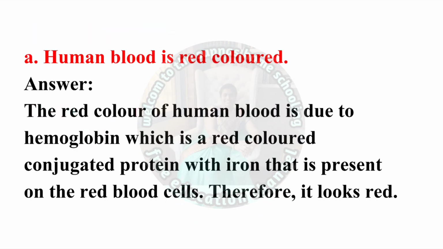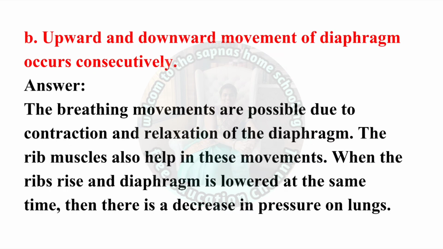Explain with reasons. Human blood is red colored. Answer: the red color of human blood is due to hemoglobin, which is a red colored conjugated protein with iron that is present on the red blood cells, therefore it looks red.